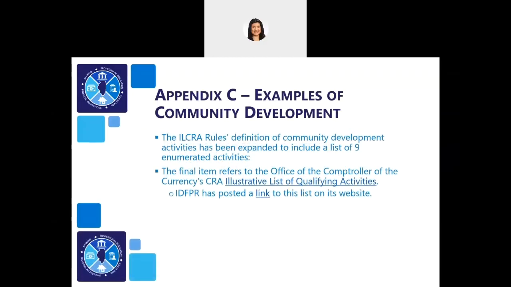And then Appendix C, it provides examples of community development. The CRA rules definition of community development activities has been expanded to include a list of 9 enumerated activities. The final item refers to the Office of the Comptroller of the Currency CRA illustrative list of qualifying activities. We have posted a link to this list on our webpage. It is available. If you have any questions, please do reach out.